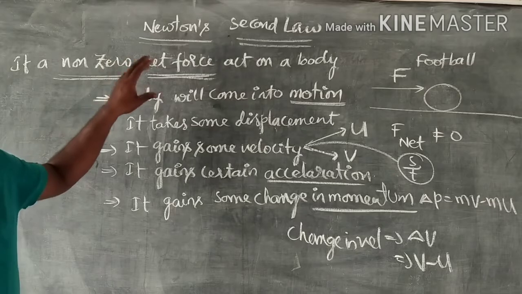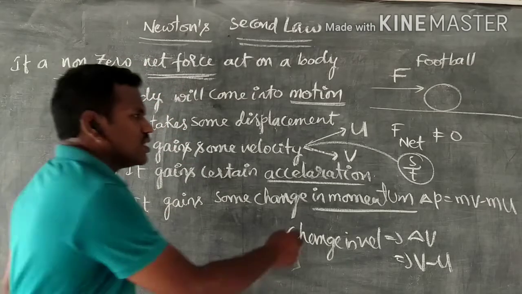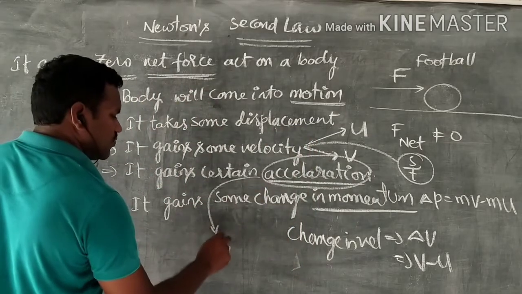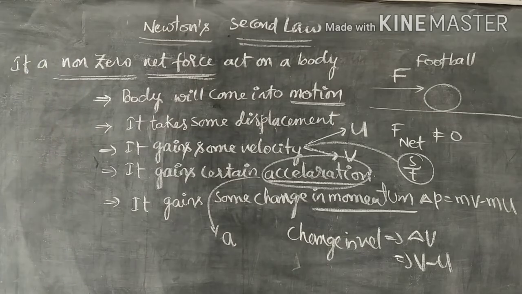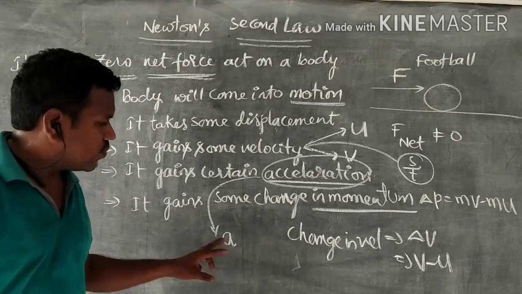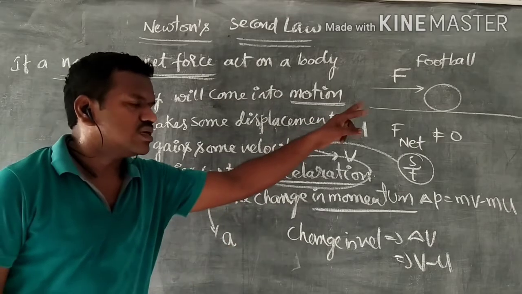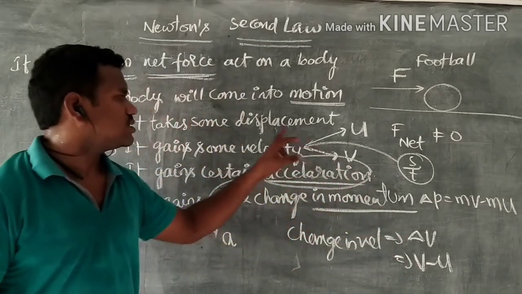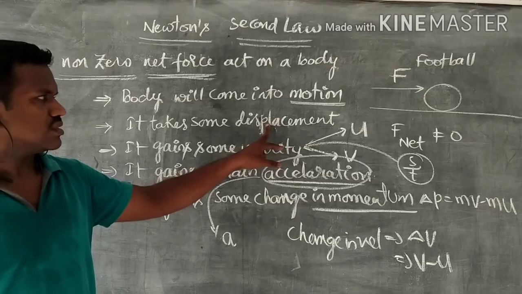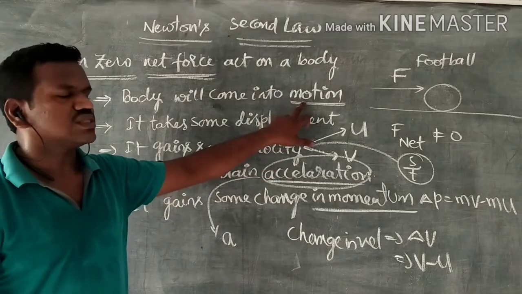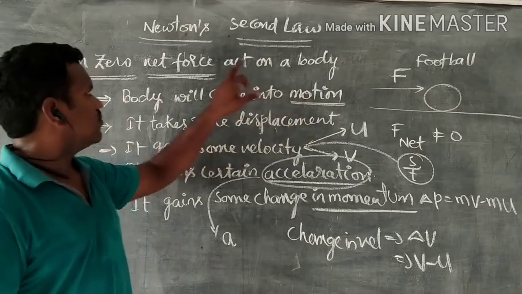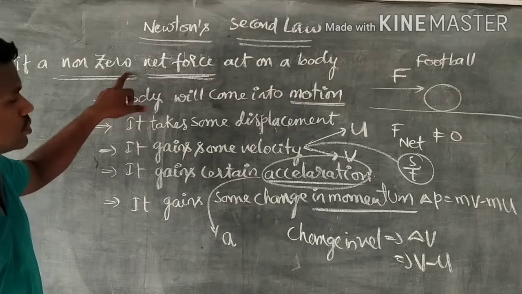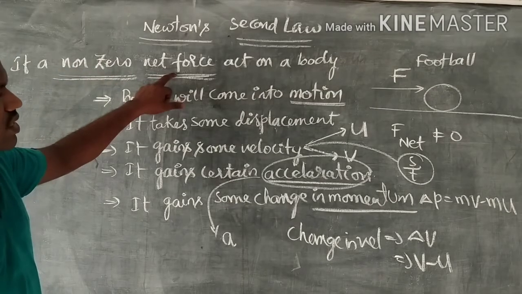The total net force acting on the body is mainly the cause for acceleration of the body. We know that acceleration of your body is represented by the letter a. Once again we can understand why the acceleration is arising in the body: because of the change of velocity. Why is there a change in velocity? Because of the displacement. Why is there a displacement? Because the body is in motion. Why will the body come into motion? That is the net force acting on the body. Which net force? Non-zero net force acting on a body.